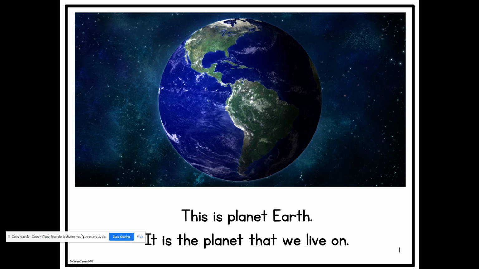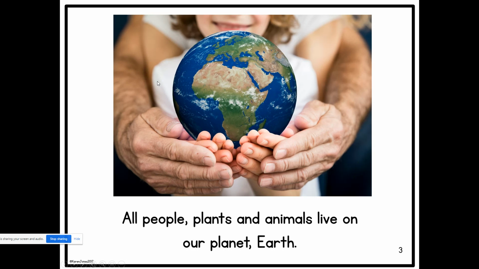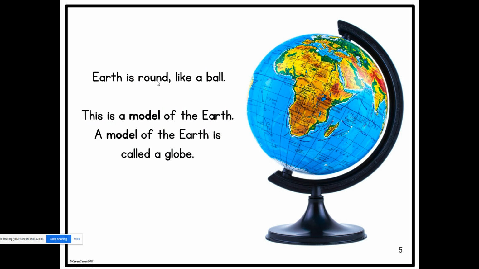This is the planet Earth. It is the planet that we all live on. Earth is our world. Earth is just one of the many planets that are in our solar system. So if you were looking at the solar system from outer space, here we are, the Earth, third planet from the sun. All people, plants, and animals live on our planet Earth. The Earth is made up of land, water, and air. The Earth is round like a ball or a 3D shape.